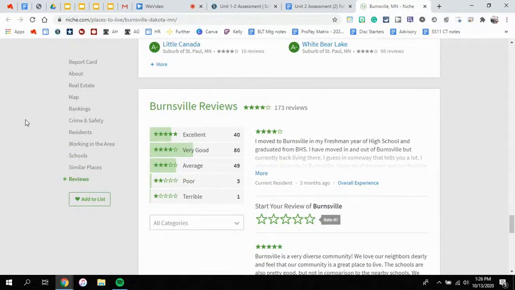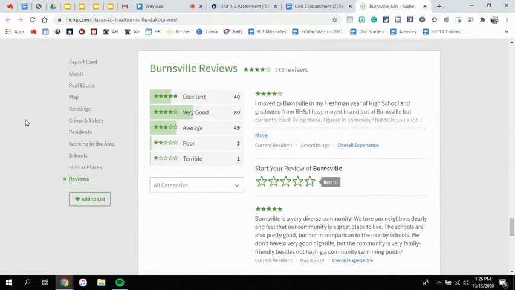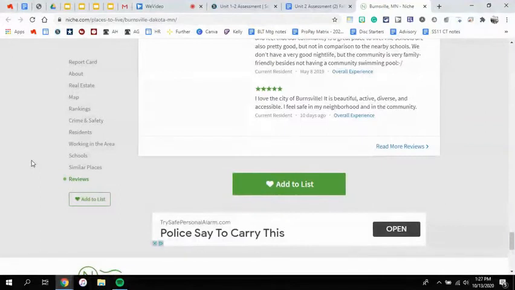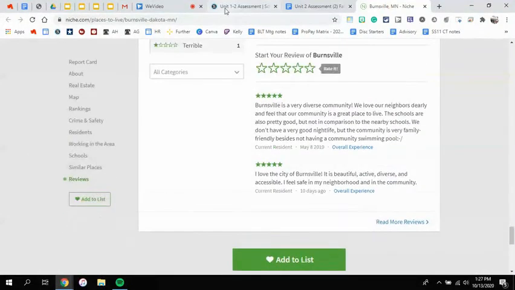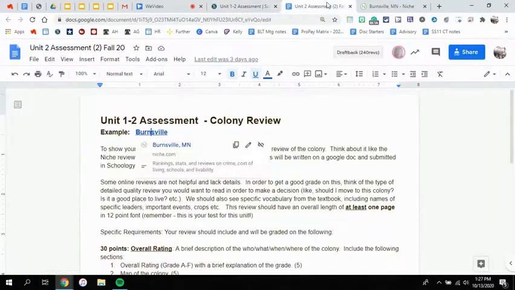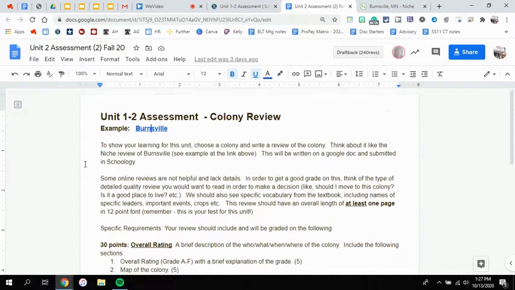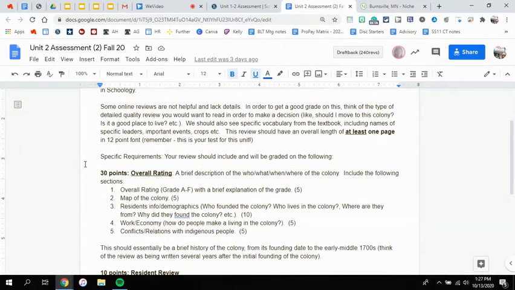And then down at the bottom, you have reviews from specific people. So a person that apparently moved to Burnsville when they were a freshman in high school, and they're talking about their experience here. Okay. I think that's the end. So if you look at our assignment, it follows that same format.